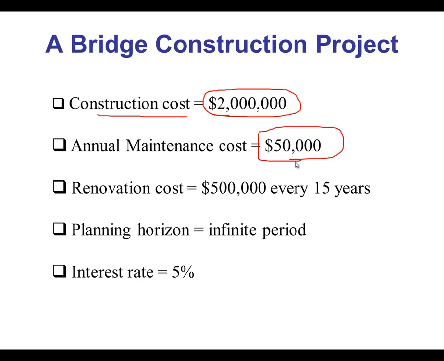Every 15 years, after we build the bridge, it needs renovation. So every 15 years we need to renovate, and the renovation cost at that point will be $500,000. That bridge will stay there for an infinite period. Based on that, I need to calculate the present worth for this project with an interest rate of 5%.